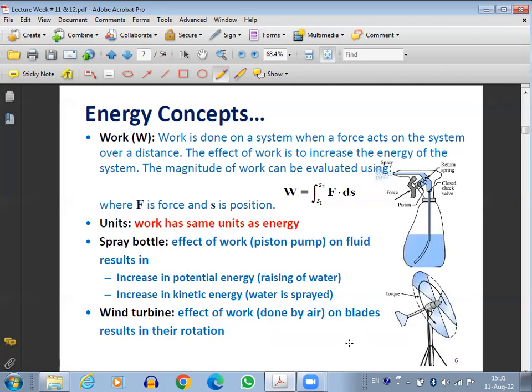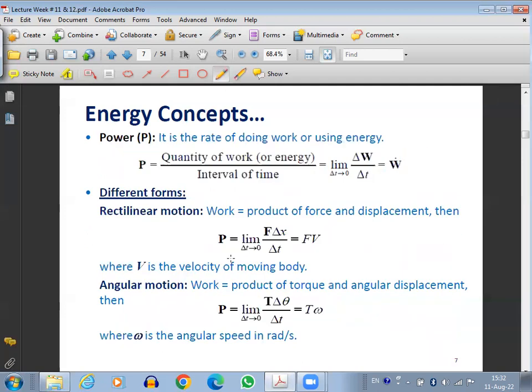Talking about the basic concepts of energy, we have energy in 2 or 3 different forms. The first form of energy is work. Work is done on a system when a force acts on a system over a certain distance. The effect of work is to increase the energy of the system. The magnitude of the work can be evaluated using a formula that you have studied earlier in your previous courses. Work has the same units as energy. Some examples are mentioned here; you can go through those yourself.